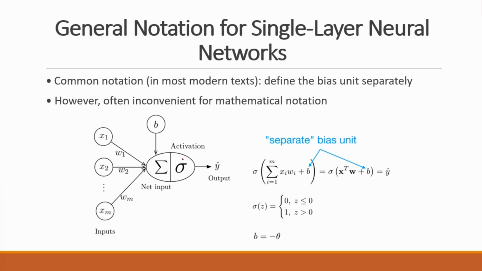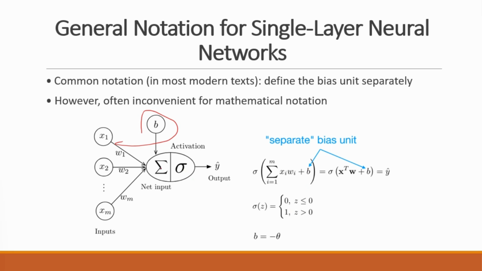In this representation, we are now using the bias as a parameter when we compute z. So we set the minus theta to be b. B is short for bias unit, so it's easy to memorize, b for bias unit. So we set b equal to this minus theta, and then we compute z. The net input is shown here.